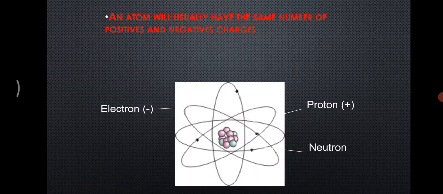Means if there are 10 electrons, the same number of protons will also be there inside it. Why? To get bound, to be stable, neutral, you can say. To be a neutral atom, they need to be equal. If they are not equal, they will be unstable. They will either lose the electron or gain the electron.